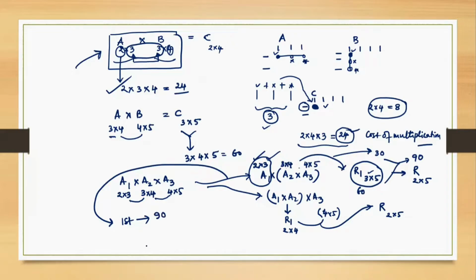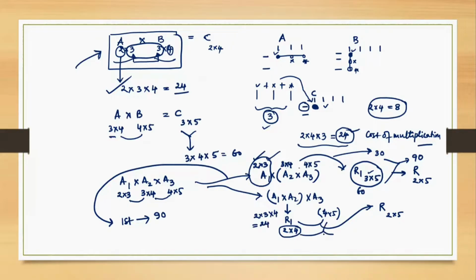Then you come back to the second combination, second case, where I am calculating A1 into A2. A1 is of the dimension 2 cross 3, A2 is of the dimension 3 cross 4. The resultant R1 is of the dimension 2 cross 4. So what is the cost? Cost is nothing but 2 into the common value, that is 3, into 4, that is 2 cross 3, it is 6 into 4, 24.